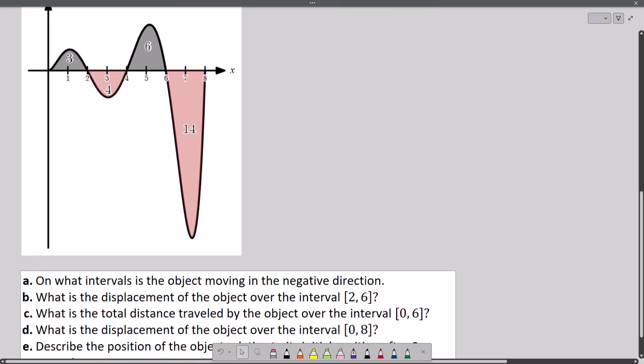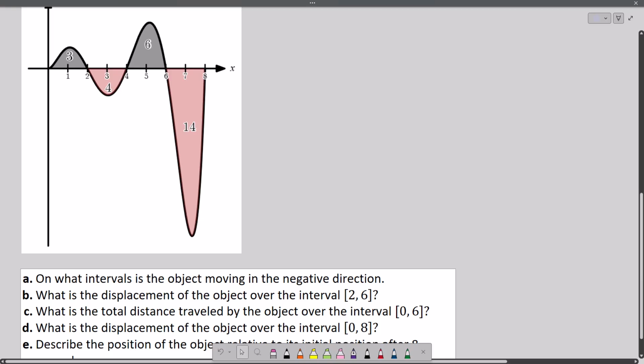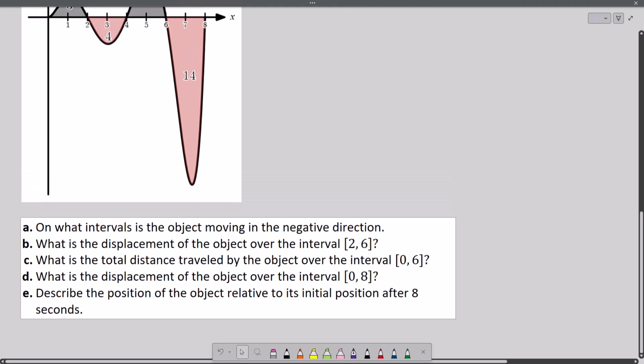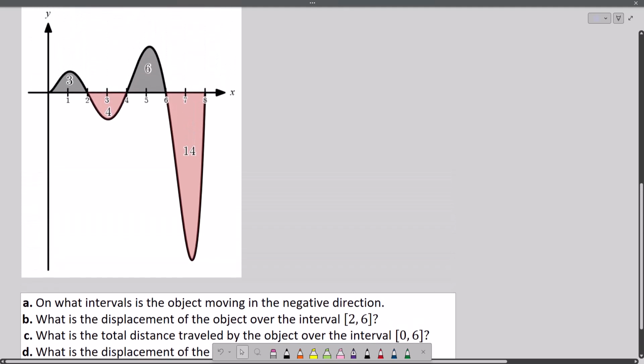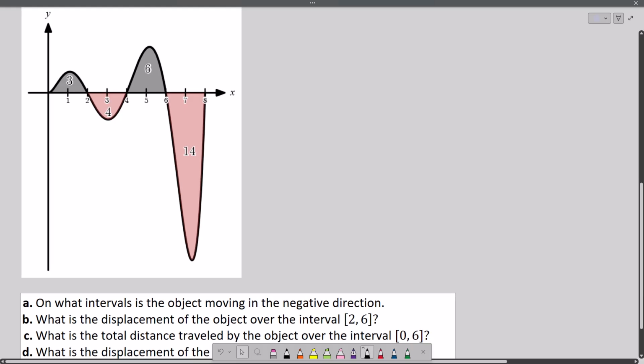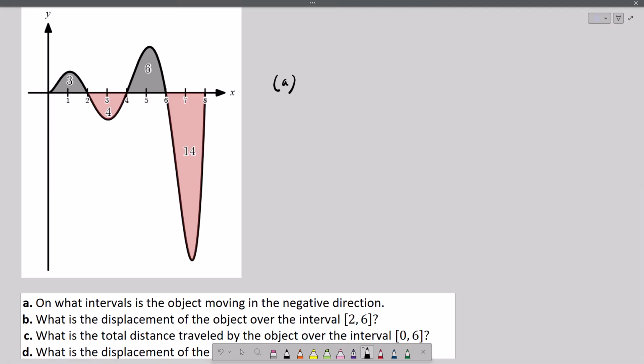It says, on what intervals is the object moving in the negative direction? Okay, so for A, moving in the negative direction. Someone give us a time interval? 2 to 4. And the other one is 6 to 8. Yeah. So 2 to 4, definitely moving in the negative direction.